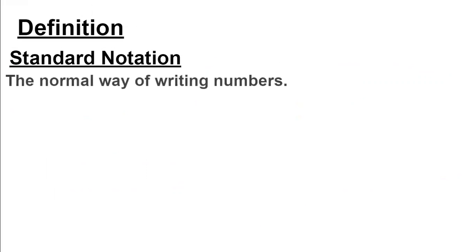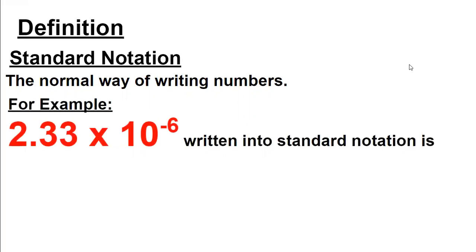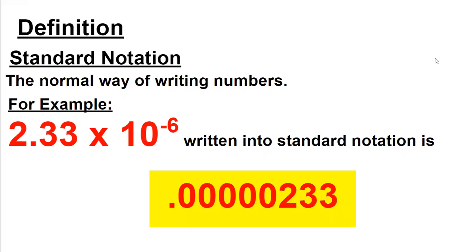Okay, welcome back. Hopefully you did well on negative powers of 10 with scientific notation. Let's continue to talk about standard notation. Just like with our positive powers of 10, you can use the normal way of writing numbers to write it back in standard notation. So, for example, 2.33 times 10 to the negative 6 can be written in standard notation as 0.0000233, a very small number. So let's see how to do that.